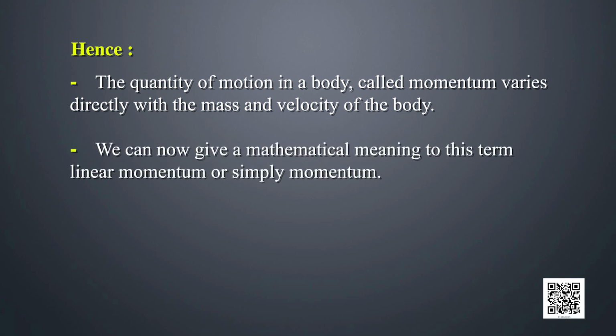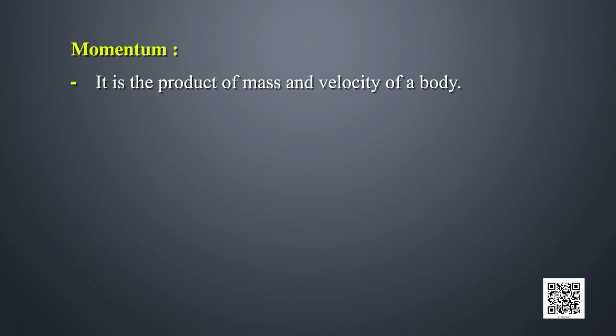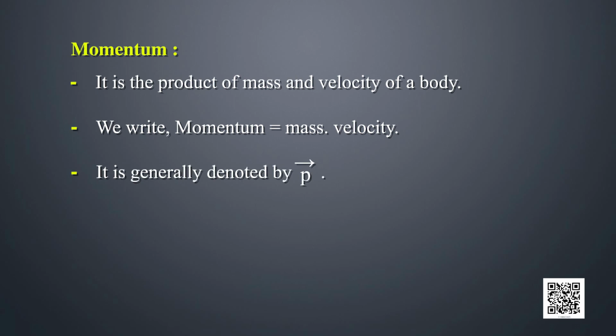We can now give a mathematical meaning to the term linear momentum or simply momentum. The momentum is defined as the product of mass and velocity of a body. We write momentum equal to mass into velocity. The linear momentum is generally denoted by P with an arrowhead on top because it is a vector quantity. Mathematically, vector P, or the momentum, is m into vector v. Remember that it measures the quantity of motion present in a body.